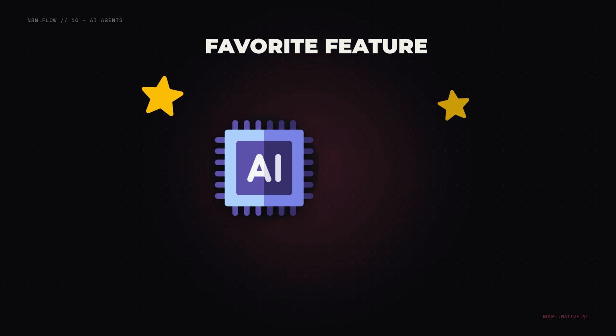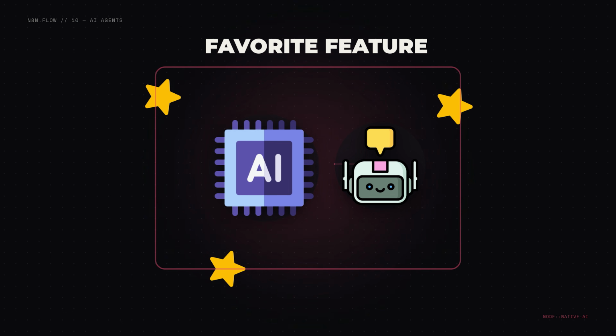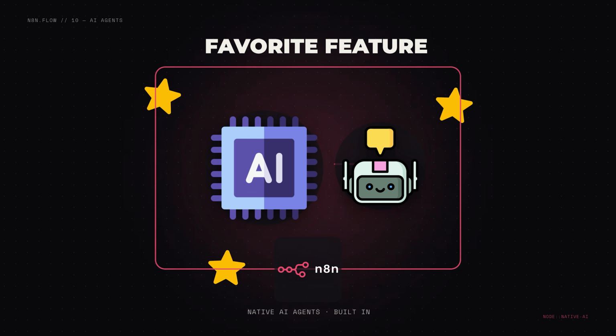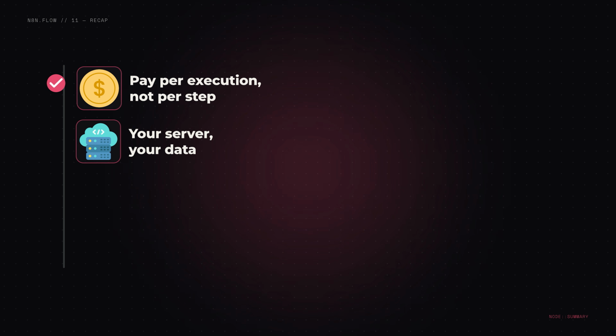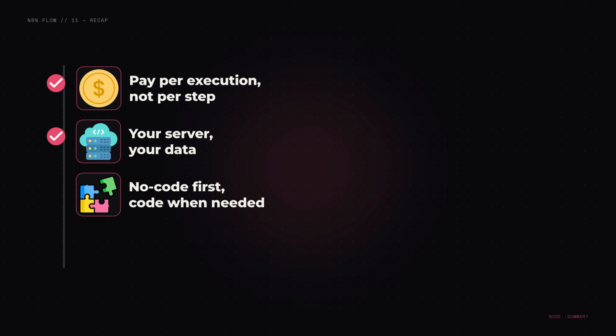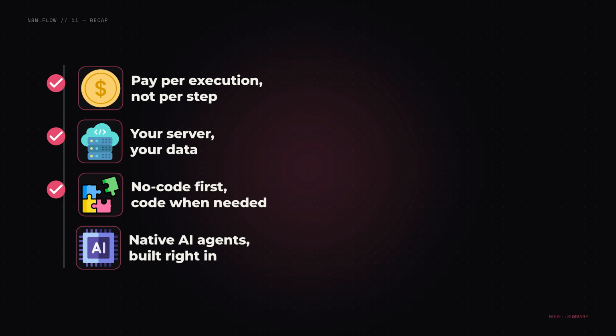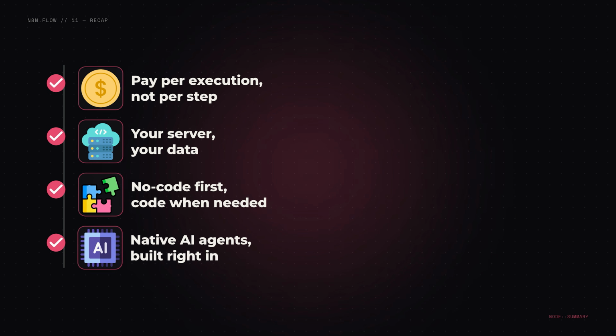Fourth, AI agents are my absolute favorite feature, and it has native AI agents built right into the platform. So, a quick recap: you pay per execution, not per step. You can control your server and your data if you want to. It's also no-code, but allows you to write code when you need it. And it has native AI agents built right in.